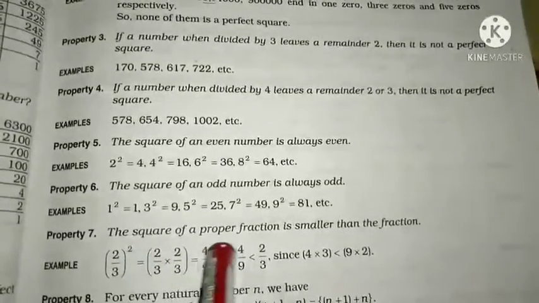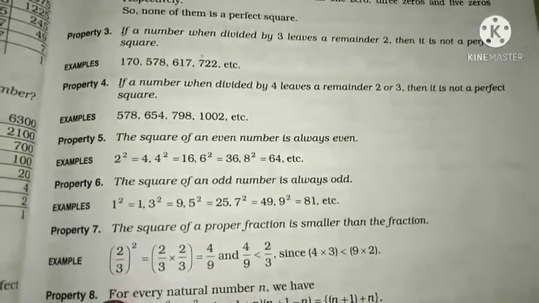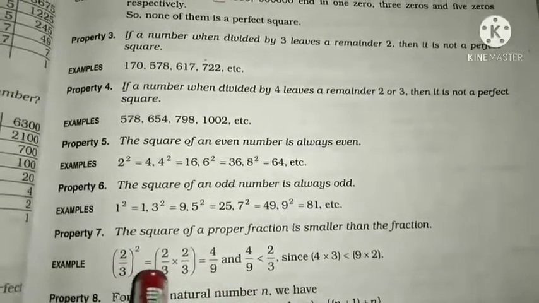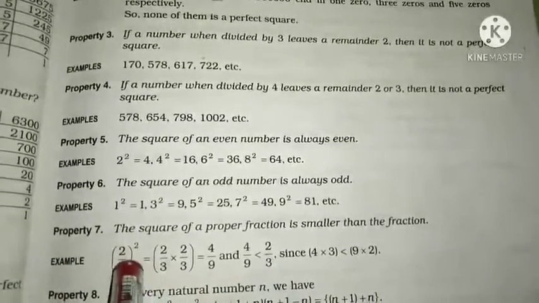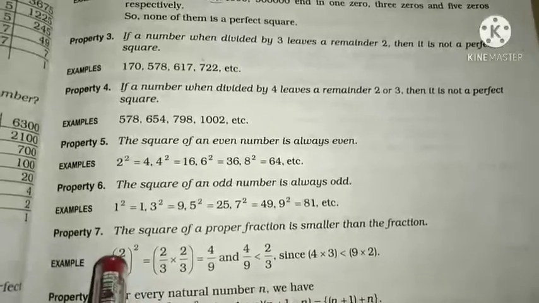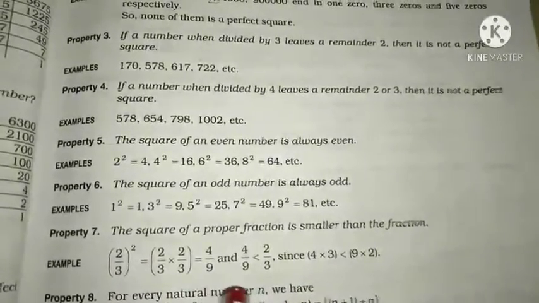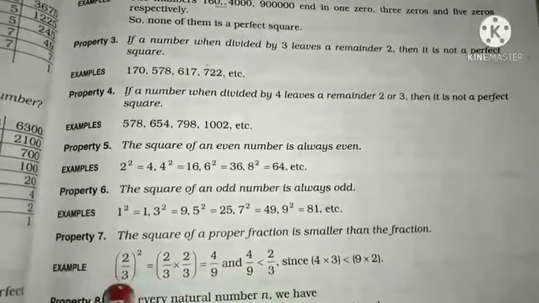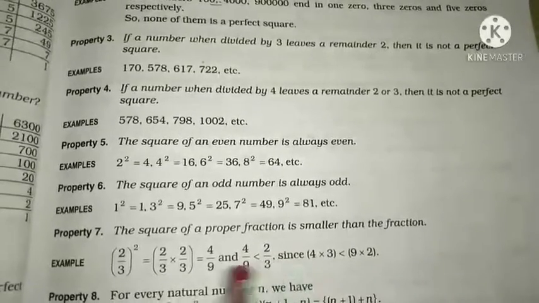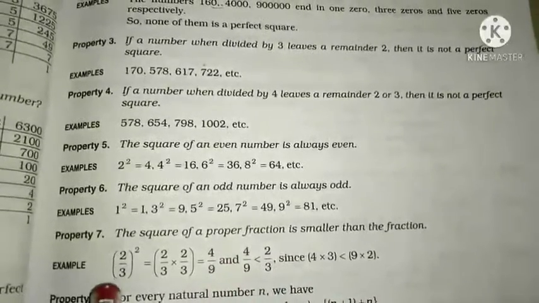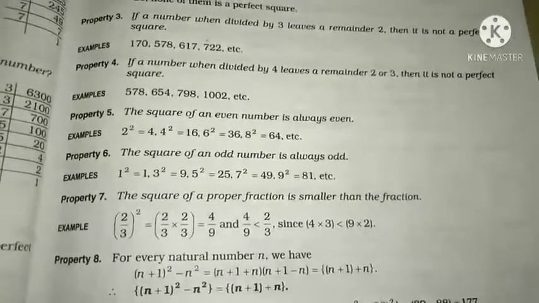Seventh property says that the square of a proper fraction is smaller than the fraction. If you square any proper fraction, then the squared number will be smaller than the given number. So in this case, let's talk about 2 by 3. Once you square this 2 by 3, it will give you 4 by 9. But this 4 by 9 is smaller than 2 by 3. Just by comparing, you can find out that the square number is smaller than the given fractional number.